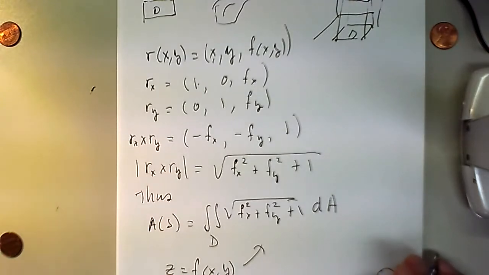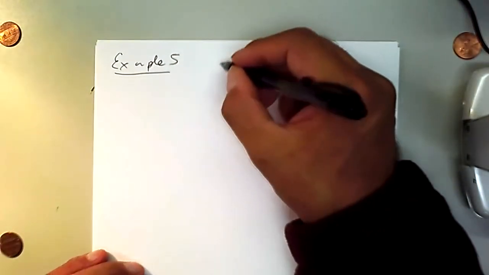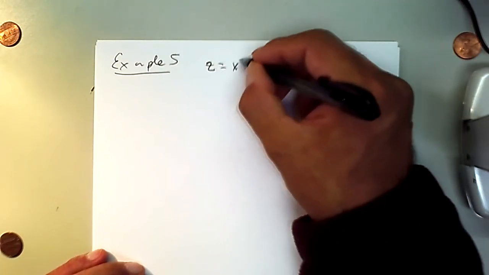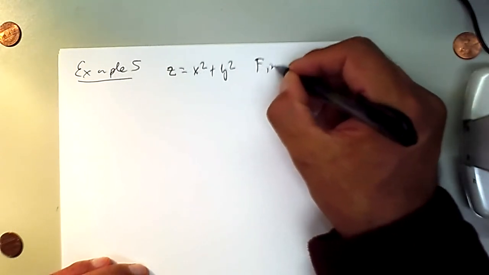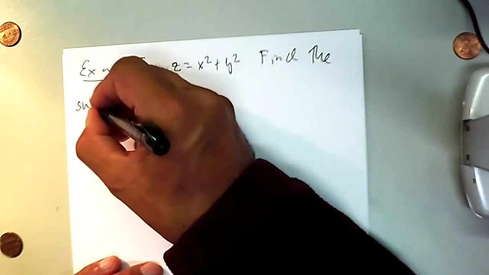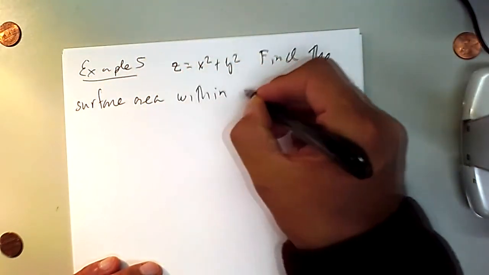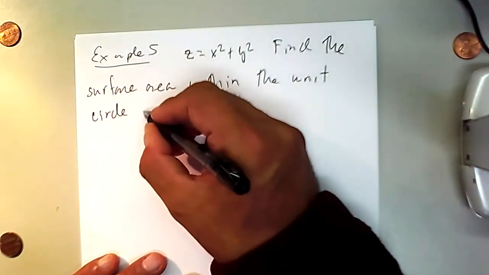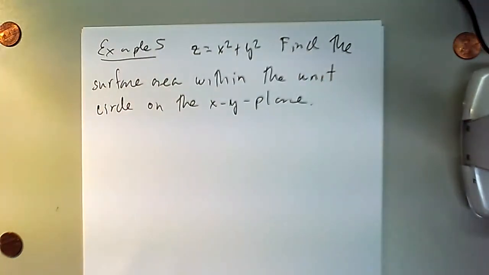Again, I want to keep track of the example numbers. Example 5. Okay, so z is equal to x squared plus y squared. Find the surface area within the unit circle on the x, y plane.